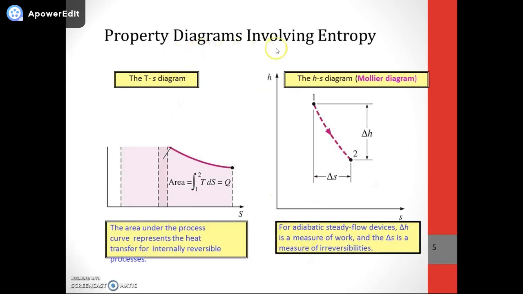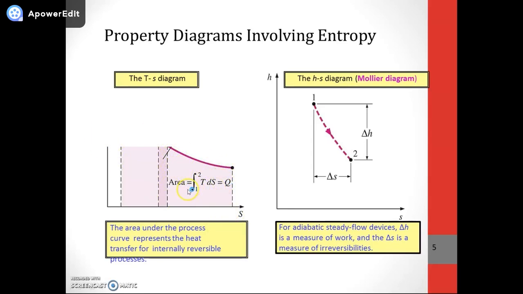For the property diagrams involving entropy, we have the TS diagram here. This is the area, this is T from state 1 to 2. The area under the curve is T versus S.